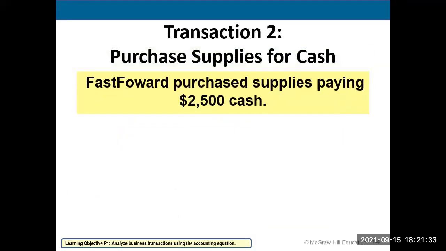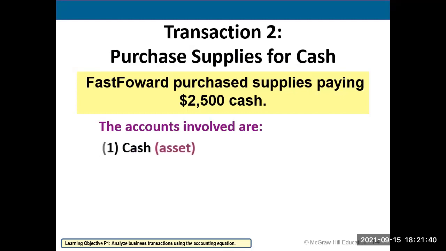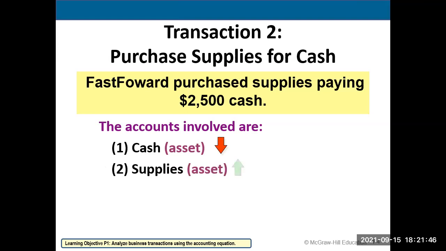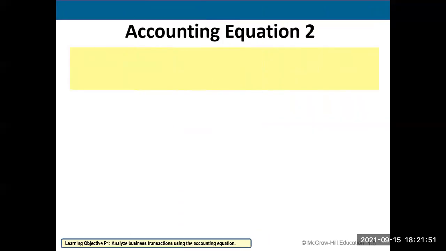Let's look at another transaction. We purchased supplies paying $2,500 in cash. So the accounts impacted are going to be cash, which is an asset, going down because we're paying out cash for the supplies, and supplies, which is an asset, going up. So how will this impact the accounting equation?